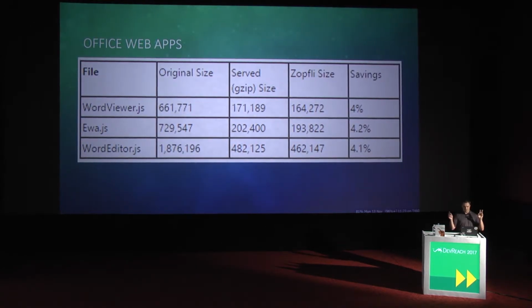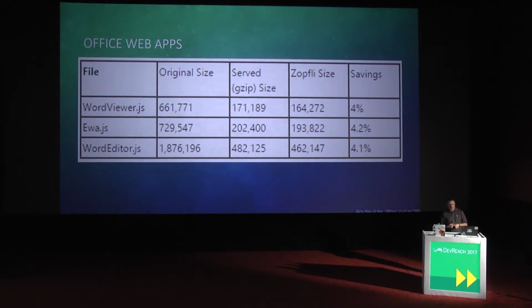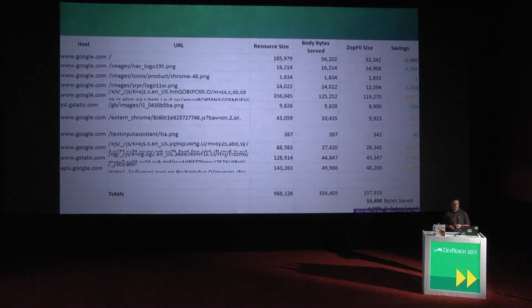Office has these Office web apps, so you've got the Microsoft Office suite that's been ported to the web. And here are some numbers for the JavaScript files. You see that, hey, it's served at 171K, and if you Zopfli it, you can knock 7K off, and so forth. On average, for the Office web apps, you're seeing about 4% additional compression. The thing to remember, though, is you're multiplying this by millions of users. And so this starts to become a very impactful thing.